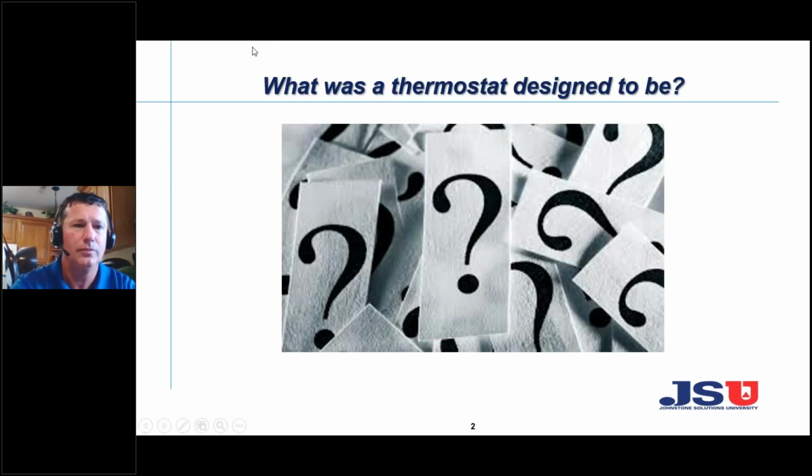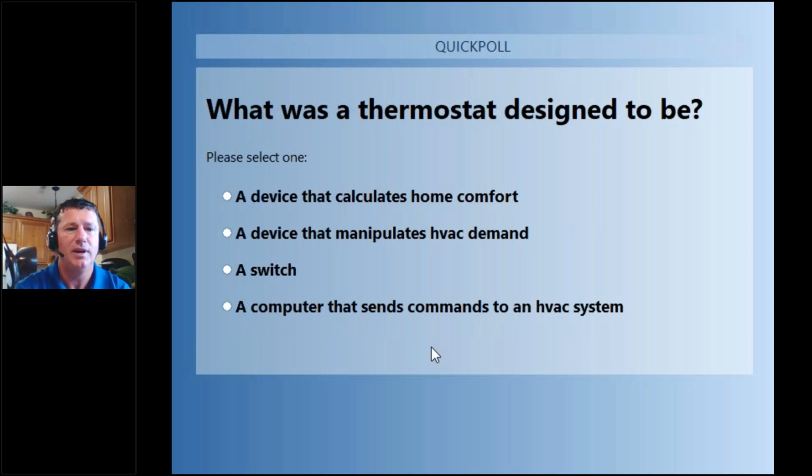So, I like taking polls. Let's take a quick poll here. What was a thermostat actually designed to be? A device that calculates your home comfort needs, a device that manipulates your HVAC demand system, a switch or computer that sends commands to your HVAC equipment. Because depending on what generation of technicians you talk to, I've actually been getting different responses on this.